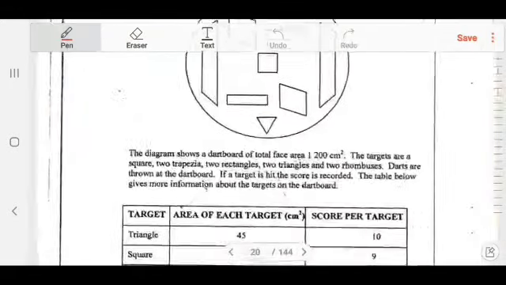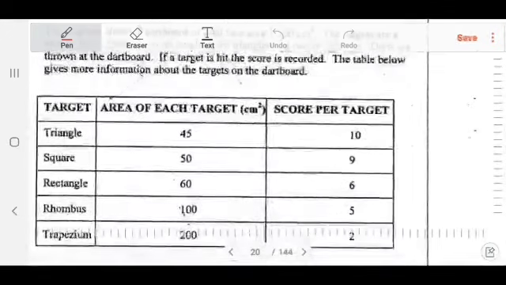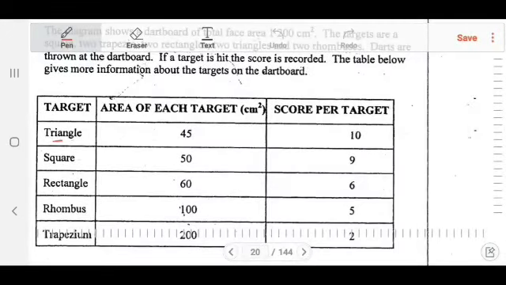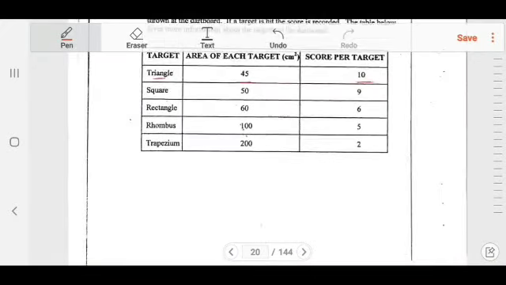Okay, number 21. The question says the diagram shows a dartboard of total area 1200 square units. The targets are 2 trapezia, 2 rectangles, 2 triangles, and 2 rhombuses. Darts are thrown at the dartboard. If a target is hit, the score is recorded. The table below gives more information about the targets on the dartboard. So we have a shape, area, and then a score per target. Okay, so let's check the questions now.